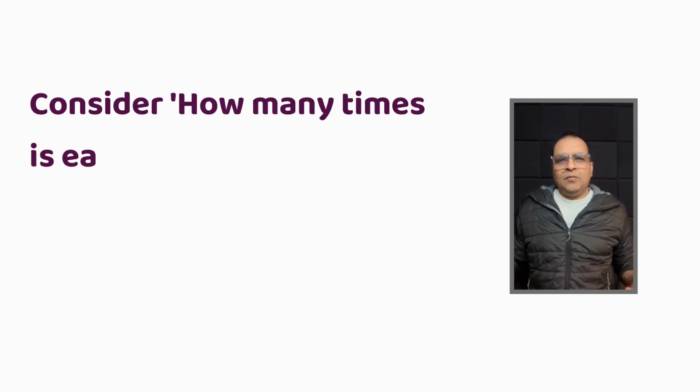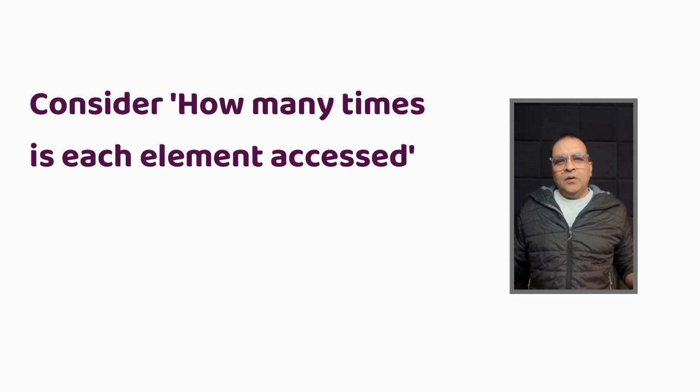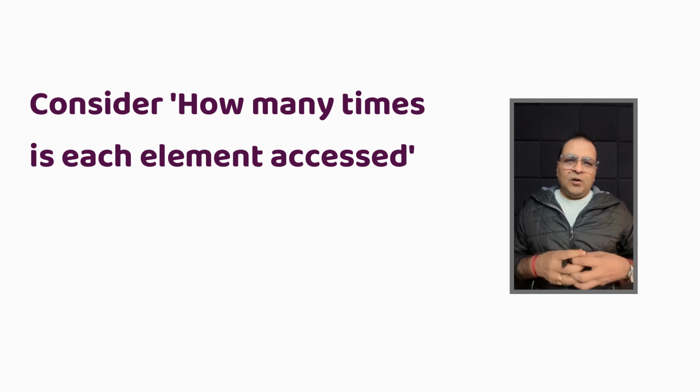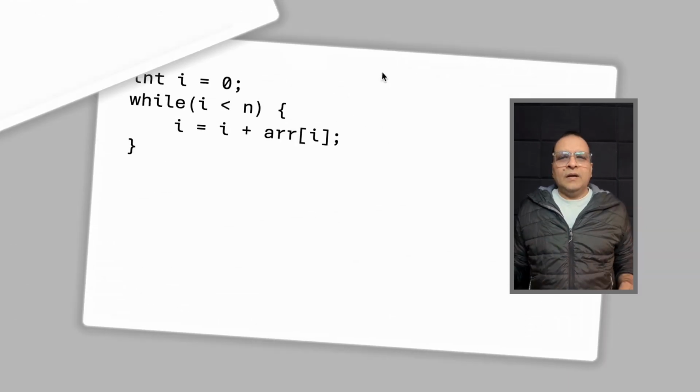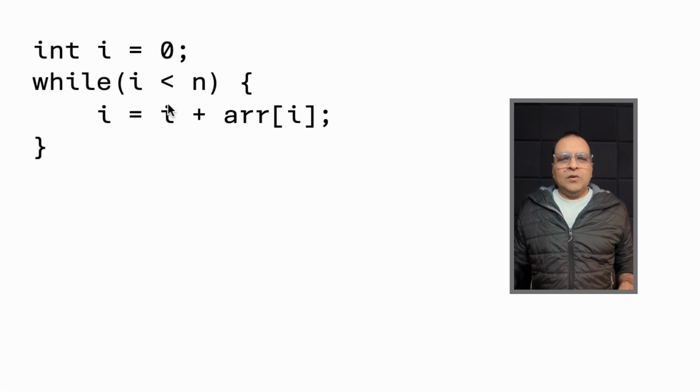The next method of finding the time complexity of a code is to see how many elements of the given data structure are being modified inside the code. Sometimes a loop does not give us the right picture and we have to see how many elements are getting modified to find the time complexity of the code. Consider this example. In this code, the condition of the while loop is while i is less than n.